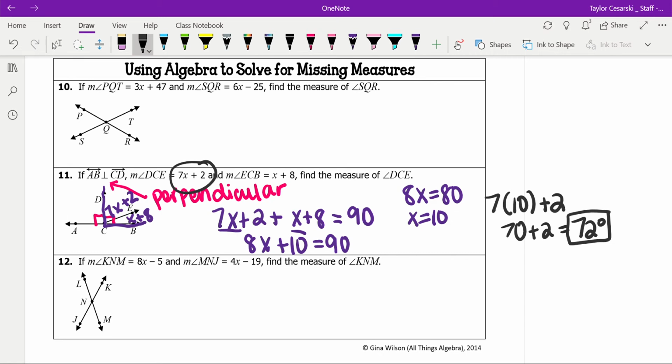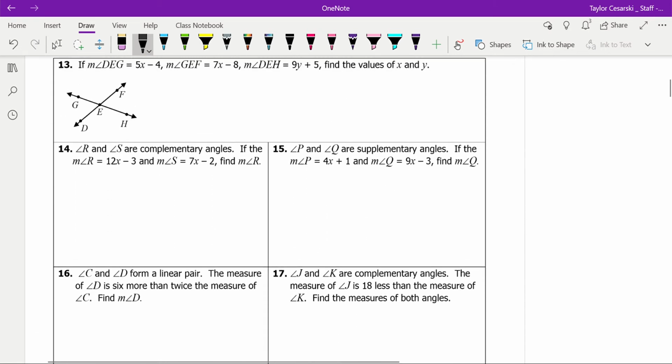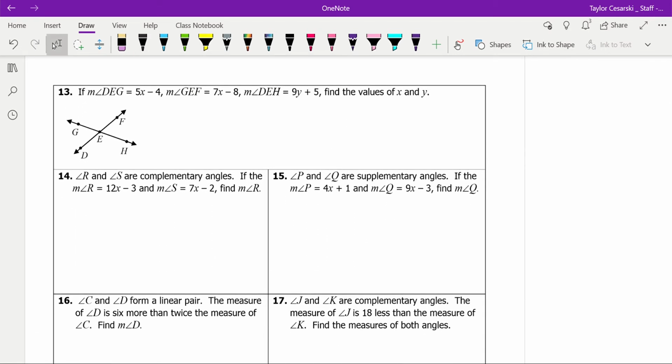Okay. All right, let's go to the next page, number 13. All right, next one, we also have some labeling to do. It says angle DEG is 5x minus 4. GEF is 7x minus 8. And DEH is 9y plus 5.